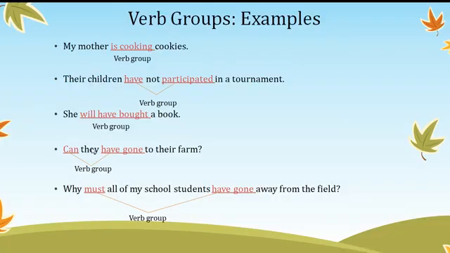Okay, next one. Why must all of my school students have gone away from the field? What is the verb group? Must have. Look over here. Must is what? Modal verb. Modal verb always takes the V1. What is that? Have. Have always takes the V3 form because it's the have verb. Then gone. So in the middle of this verb group, all of my school students is the subject. So you have to understand how to change it to a statement from a question. So this is very, very important.